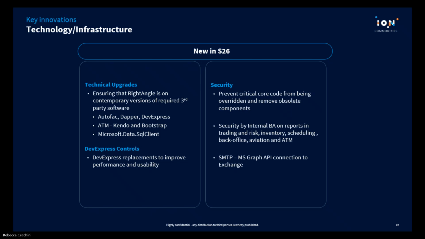Thanks, Rebecca. In S26, we did introduce some technical upgrades that have been sitting on our backlog for a little while. One is AutoFac, which is our IOC container for dependency injection, which helps with maintainability of code, quality of code, etc. Dapper is our ORM, which we use to persist data back to the database. Upgrading that provided some performance enhancements, as well as getting us on the latest code and getting us ready for the .NET upgrade, which will be happening soon.